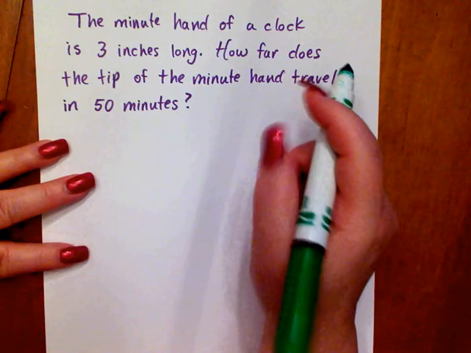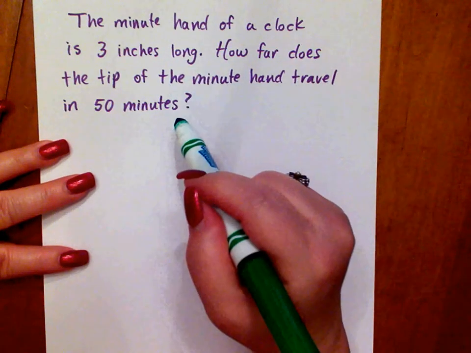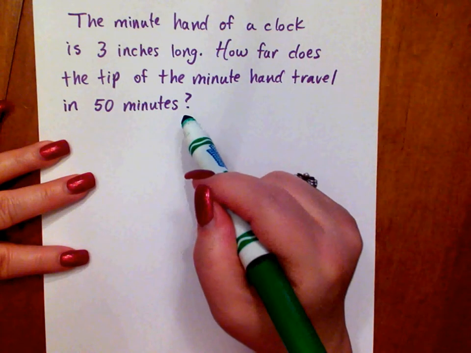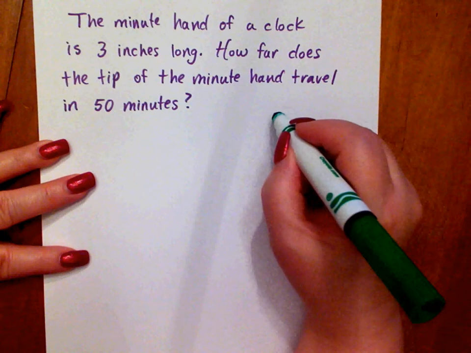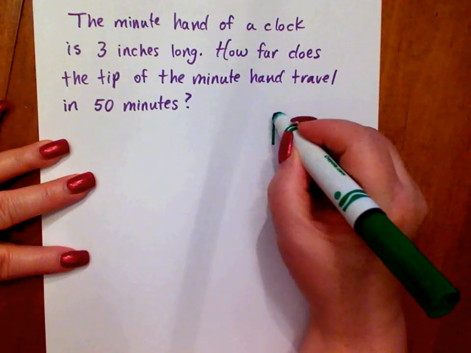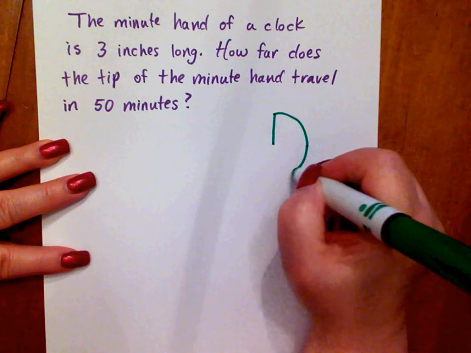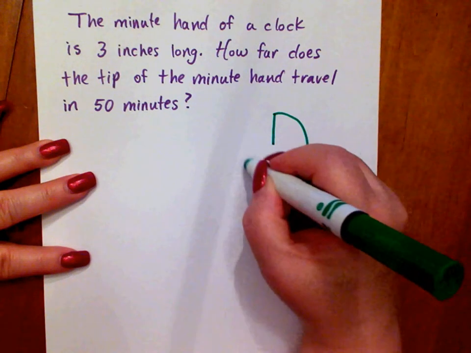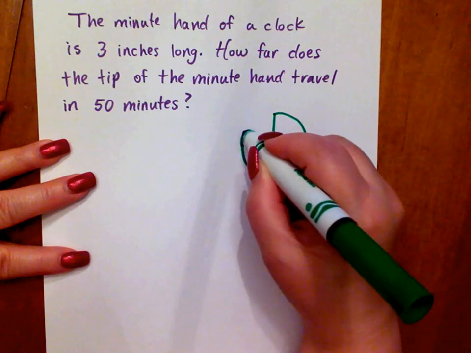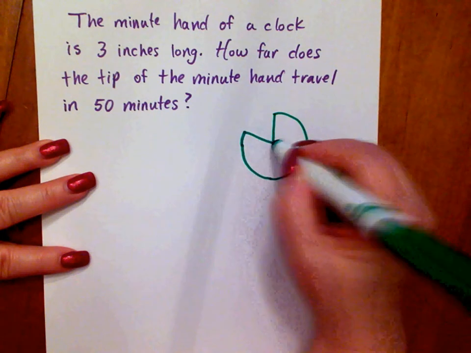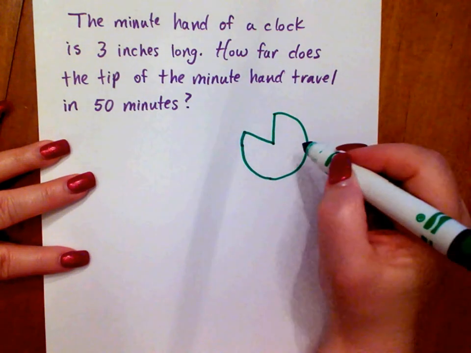Alright, here's an application. It says the minute hand of a clock is 3 inches long. How far does the tip of the minute hand travel in 50 minutes? So if you drew a clock, let's say it started up here at the top, and it went around like 15, then 30, then 45, and then 50 minutes. So in a way it kind of looks like a Pac-Man.